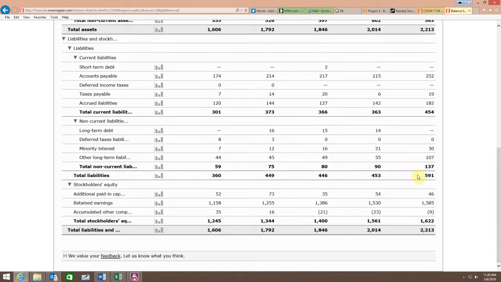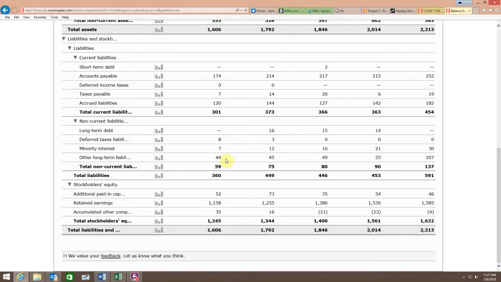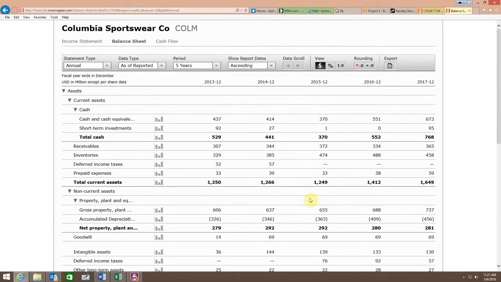So, okay. But the long-term liabilities, what was my question? Has the company's long-term debt, if any, increased or decreased over the last 5 years? How I'd answer that question is saying, well, it was clicking along, slowly increasing until just this last year when it took a big jump up. That's a 50% increase right there. And so that's how I would report that particular number, and you'll have to decide for your individual company.